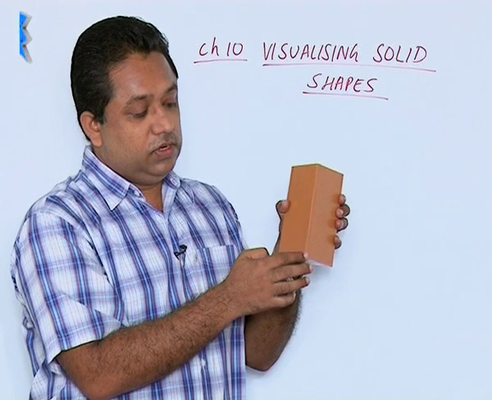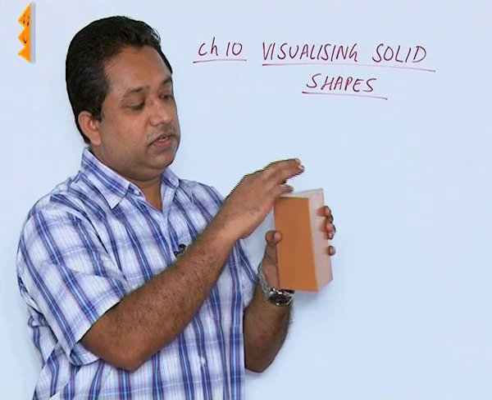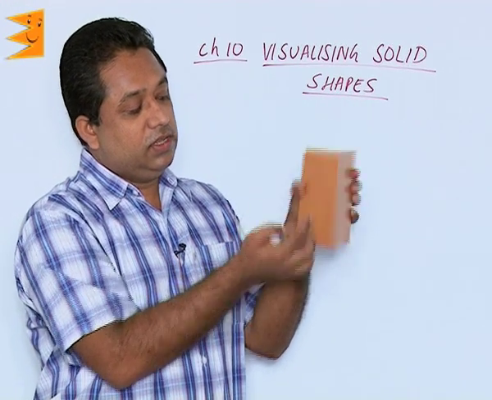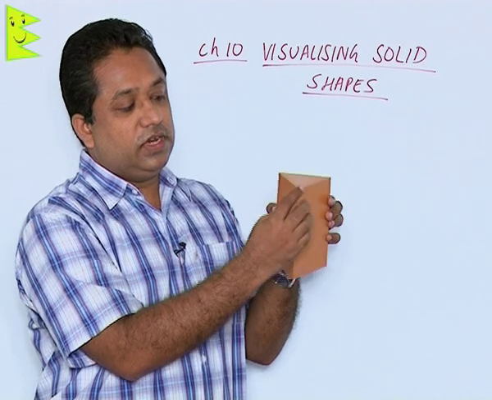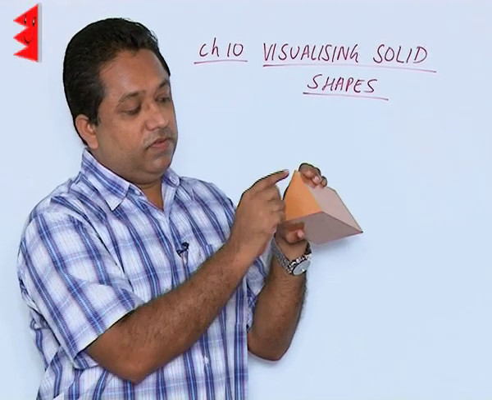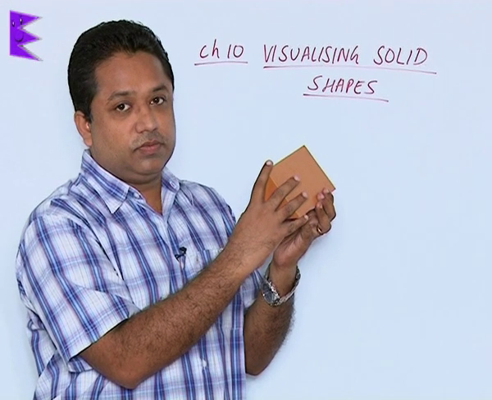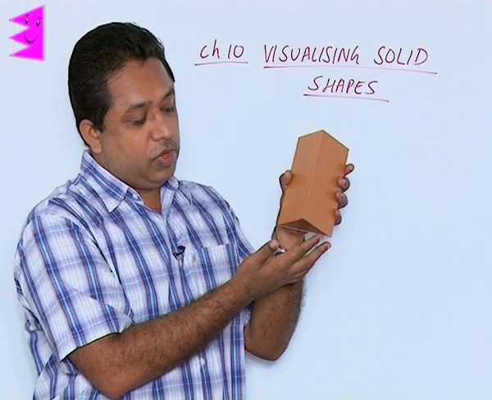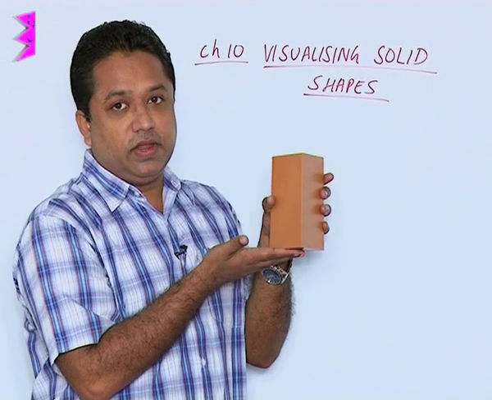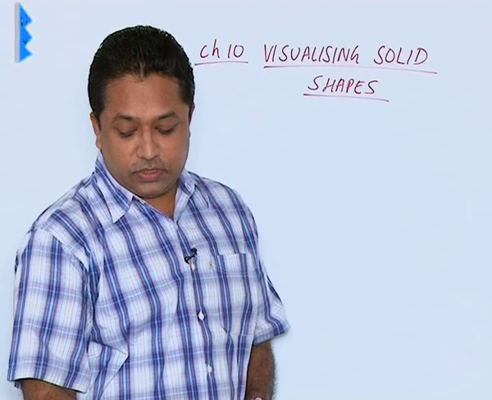So we have 1, 2, 3 edges on the sides, 4, 5, 6 here and 7, 8, 9. These are 9 edges and these are the vertices. So we have 3 vertices here and 3 vertices on the other side, so 6 vertices. So this is a prism and we call it a triangular prism because the base is triangular in nature. Then next we see some pyramids.